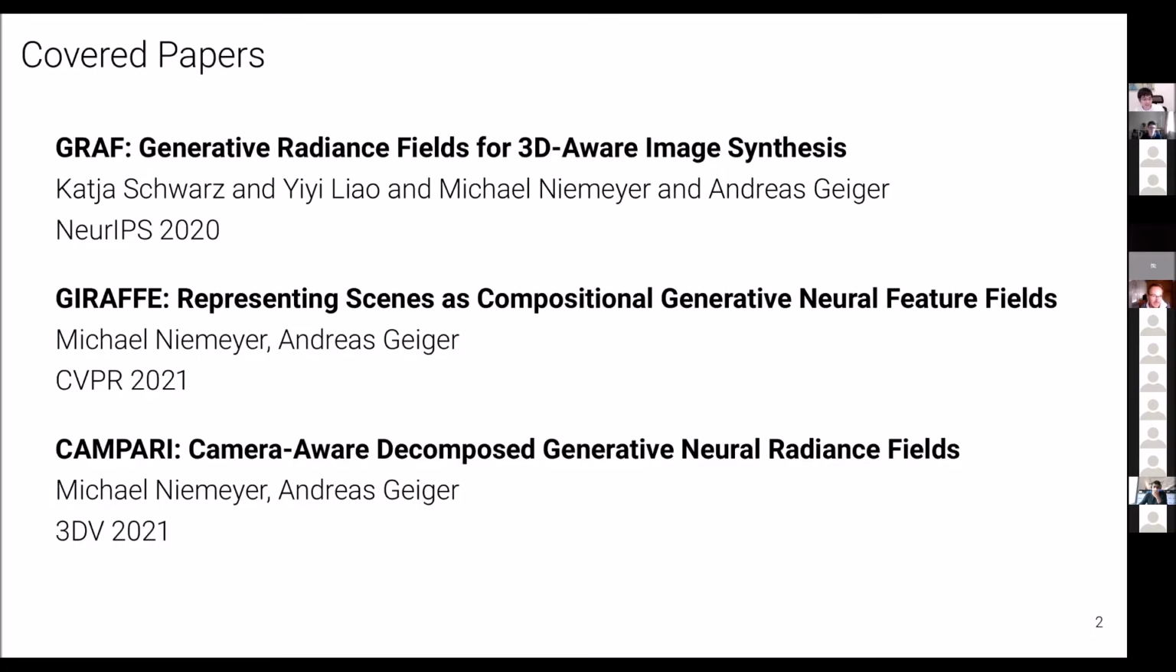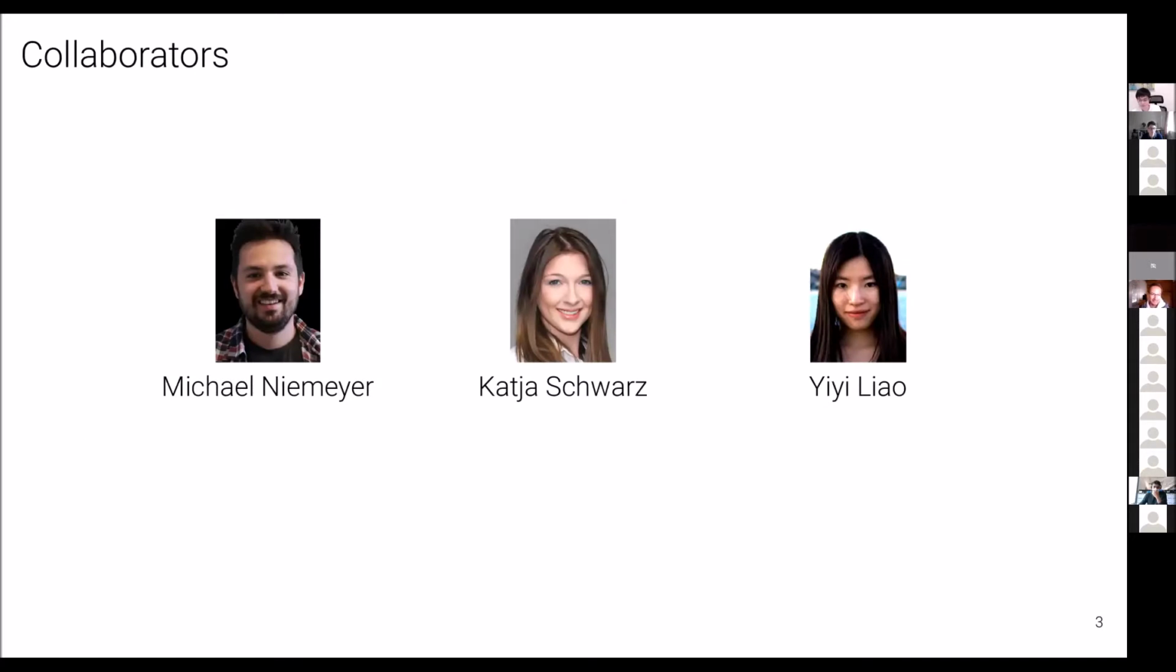In particular, I'd like to talk about these three works that are in line and build upon each other. The first that we did was called GRAF, Generative Radiance Fields. The second, Giraffe, at CVPR. And then very new, Campari, just accepted to 3DV. And these are my amazing collaborators: Michael Niemeyer, who did a lot of the work behind Giraffe, and Katja Schwarz, the main author on GRAF, and my former postdoc.